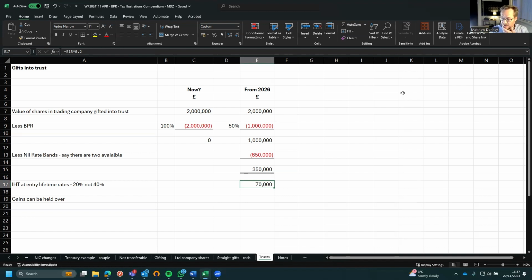So there is this bit of nervousness around, well, should we be putting things into trust before April 26? Because doing it afterwards may be more costly.